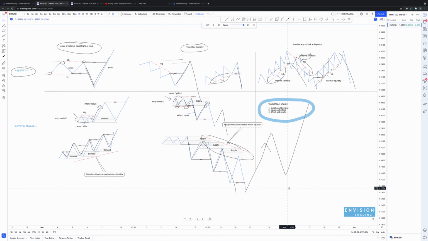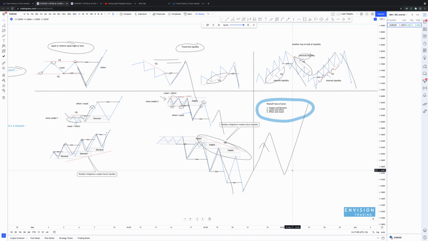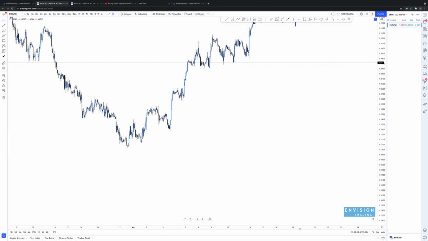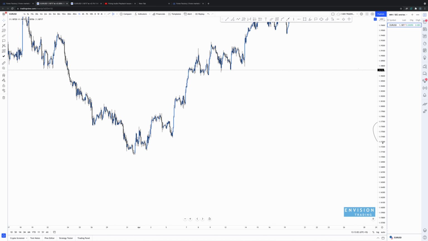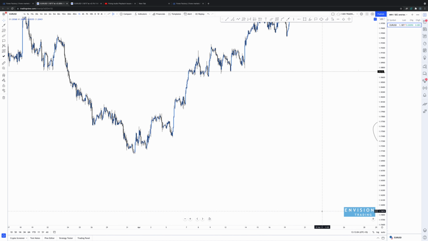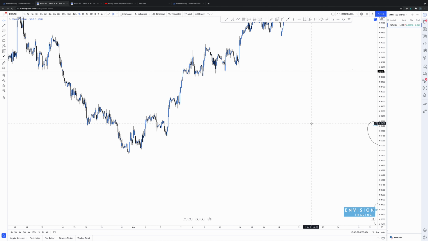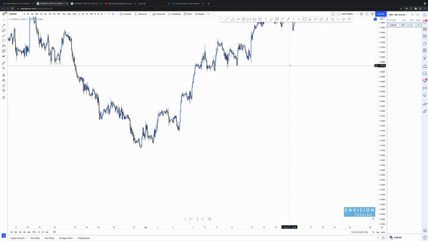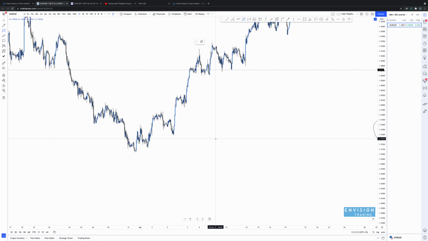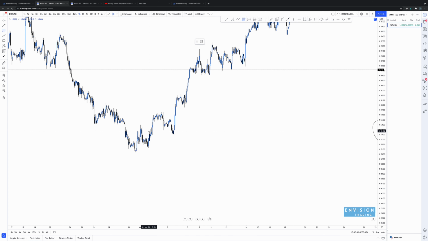Now I'm going to show you guys and girls some examples of this. We're just going to go through the charts a little bit and identify where liquidity has been built and where it's been taken out. We're also going to identify some supply and demand zones to see how it all works.